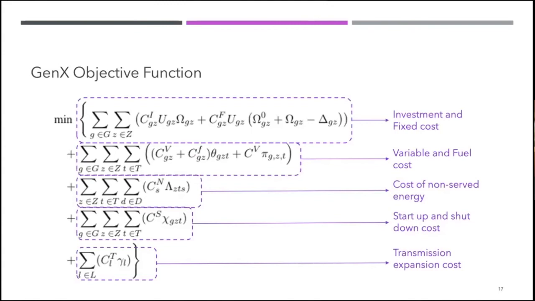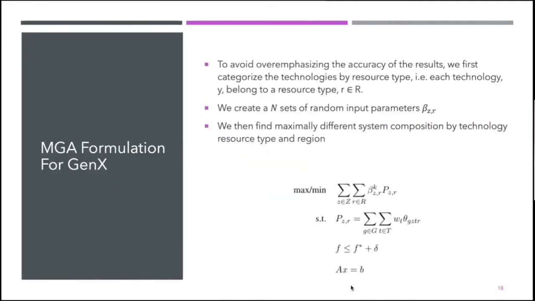Okay. So for this case study, we focused on maximizing different power generation by technology type and by region. So where we are developing that technology and what type of technology we are developing. Both of those we want to find maximally different options for.